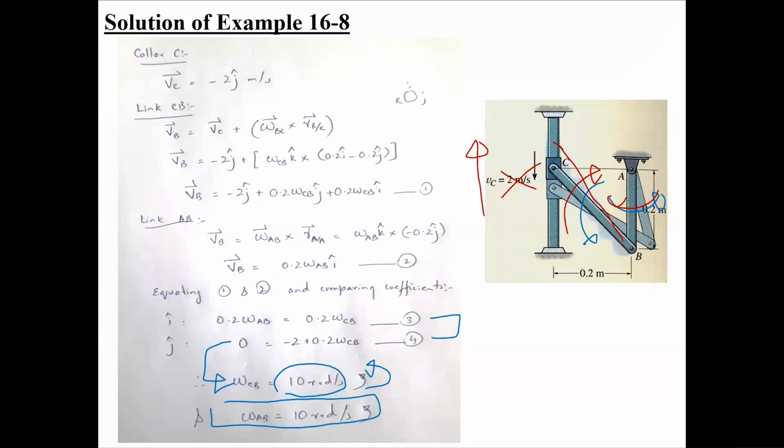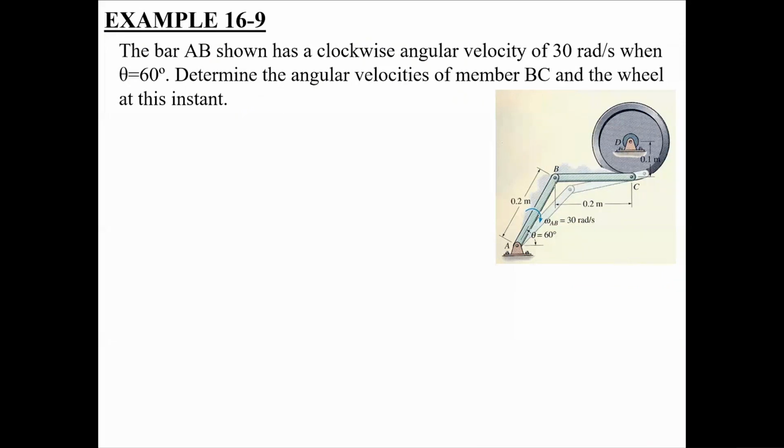Yes, sir. Okay, so moving on to our next example, which is example 16-9. Again, before reading the statement of this problem, let us first try to understand the motion of these links, the possible motion in these links. First of all, can you identify the number of moving rigid bodies in this case? Sir, 3. We have again three rigid links which are in motion.